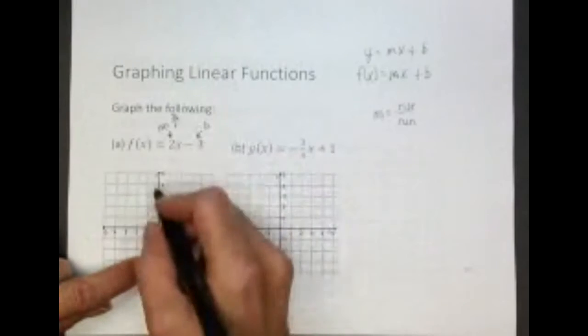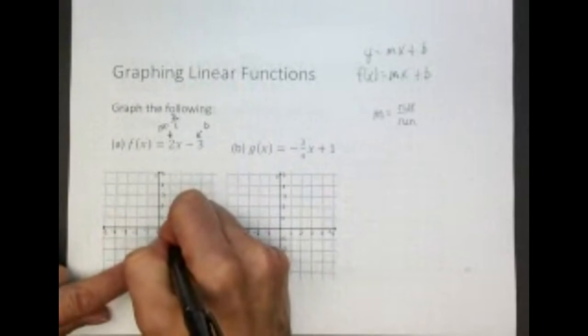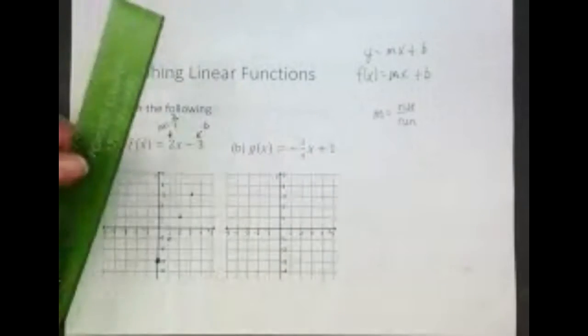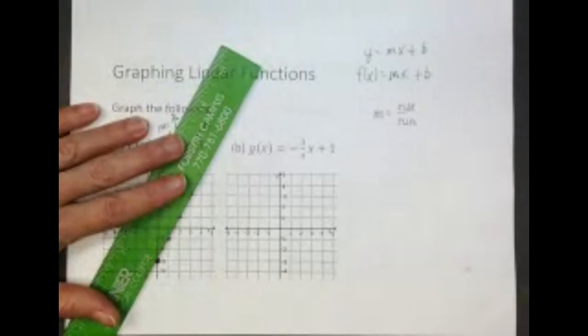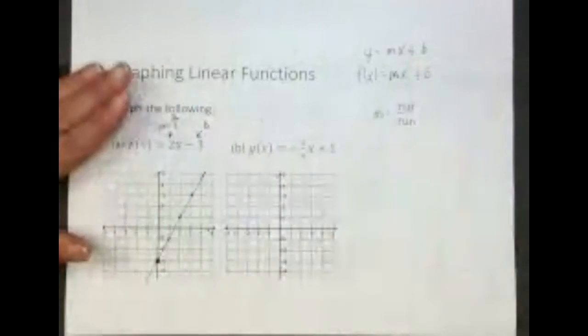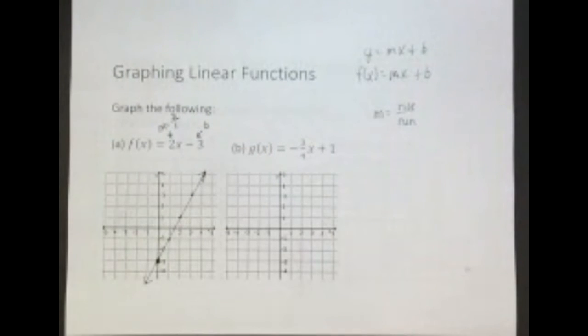Right, so 2 over 1, they're both positive, so we'll go up 2 and to the right 1. We might even do it again, or a few times if we wanted several dots to connect. And there we can see is the graph of that linear function, 2x minus 3.